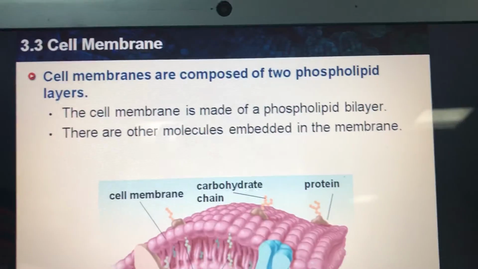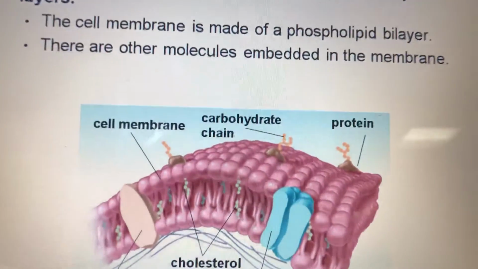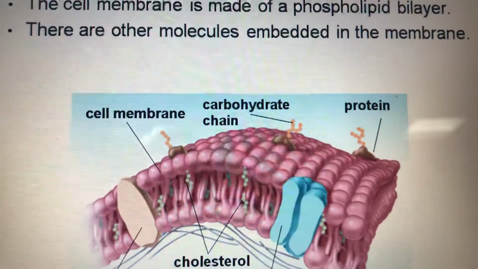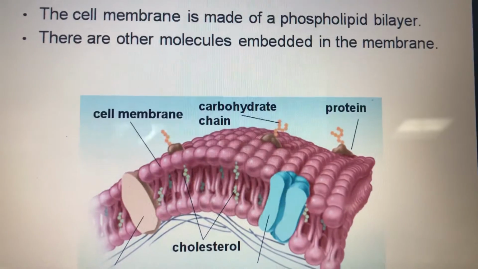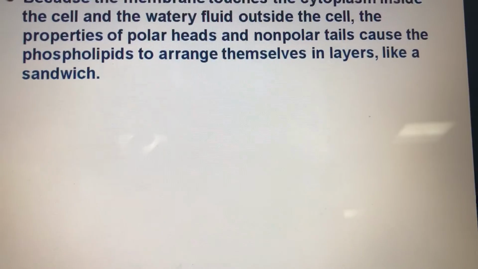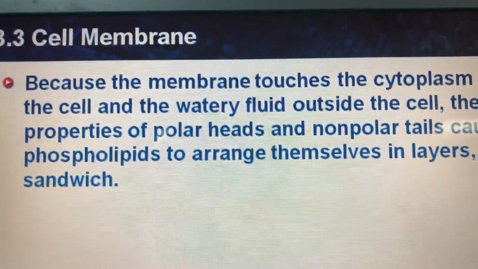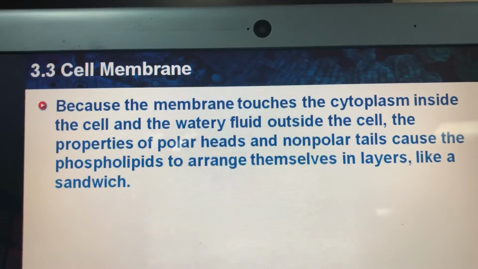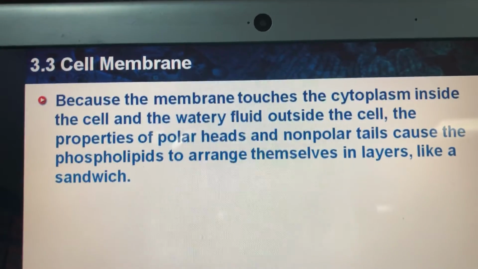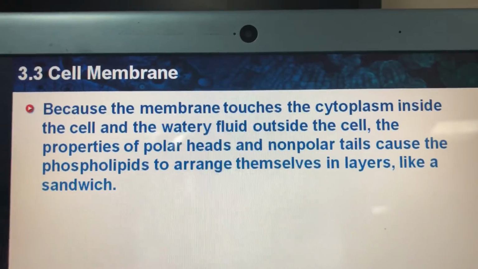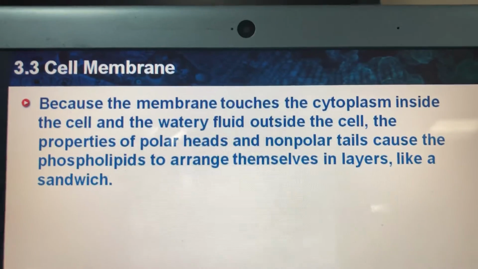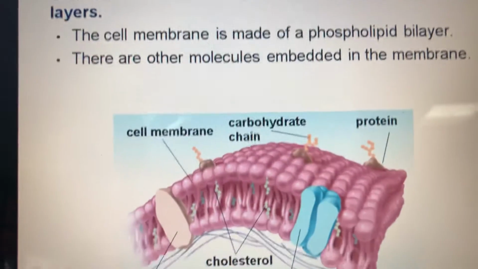Now, the cell membrane is composed of two phospholipid layers, as you see here. Each layer has heads and tails. We say that the head is polar and the tails are non-polar. Because the membrane touches the cytoplasm inside the cell and the watery fluid outside the cell, the properties of polar heads and non-polar tails cause the phospholipids to arrange themselves in layers like a sandwich, as you see here.